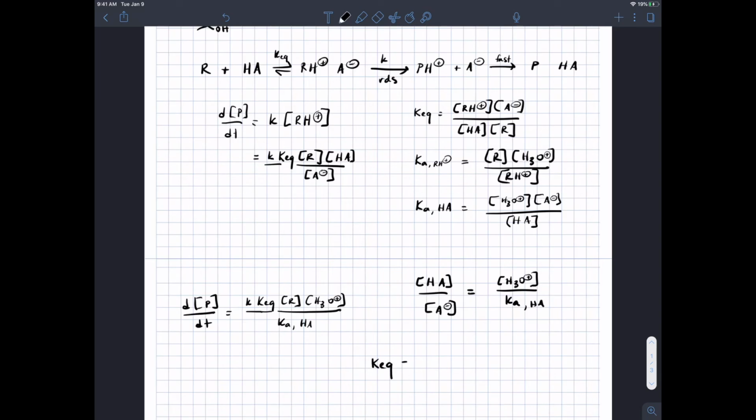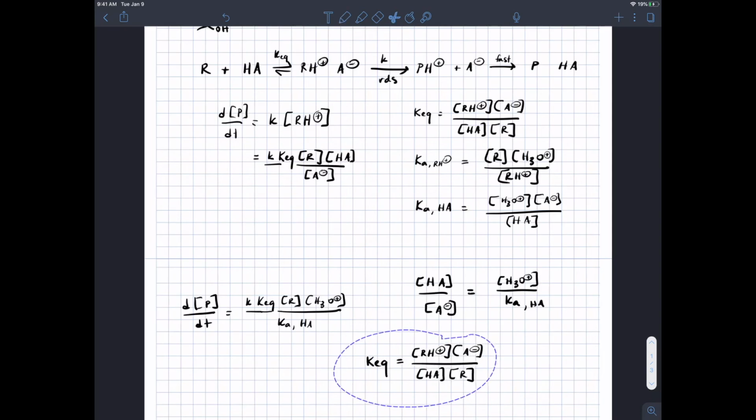Now, this step may be a little bit difficult to see. As we said above, we defined the equilibrium constant for that first step like this. But if you notice, the RH plus over R term looks a little bit like the reciprocal of this equilibrium constant. And the A minus over HA term looks a lot like this equilibrium constant.